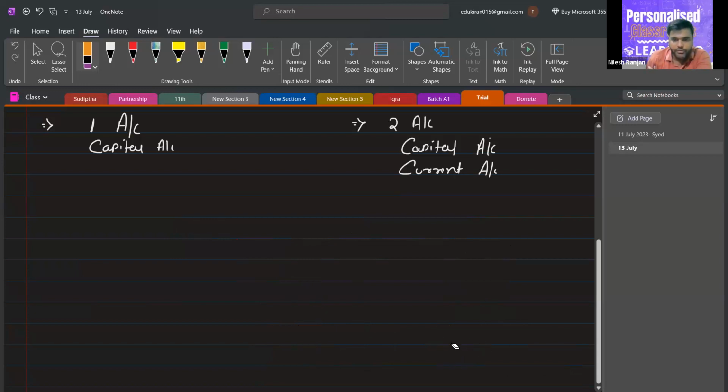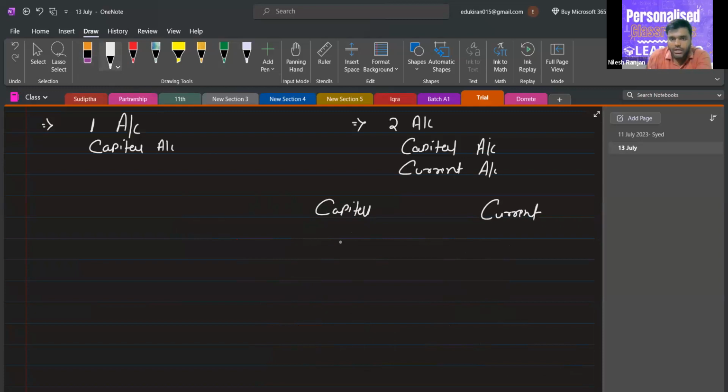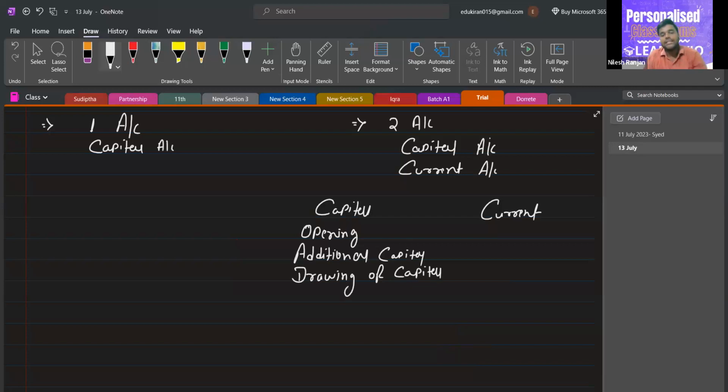Now, when we prepare fixed capital, there are 2 accounts, capital and current. Now we write the opening balance here in capital account. Any additional capital introduced is also written here. And if there is drawing of capital, only drawing of capital, then we will write it in capital account. Only these 3 items are written in capital.